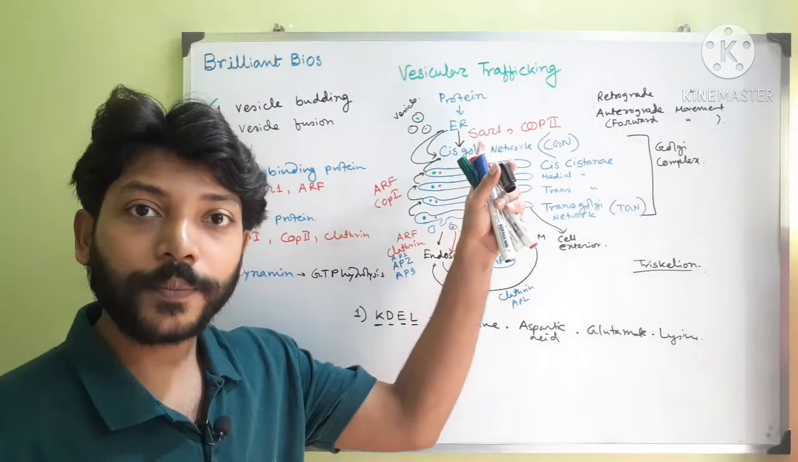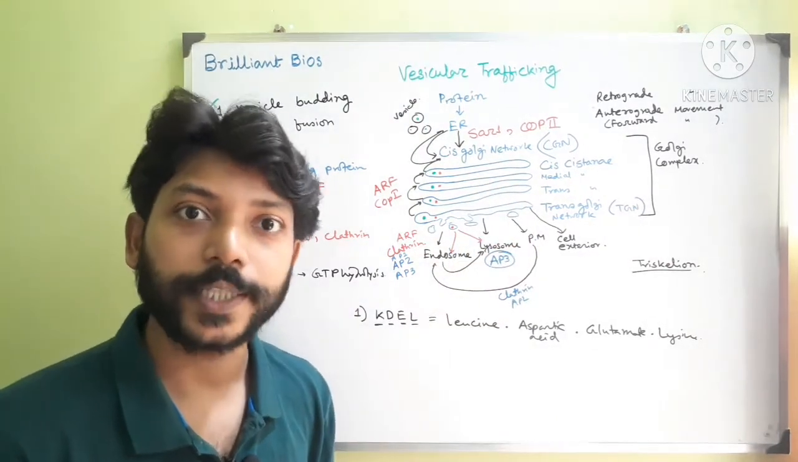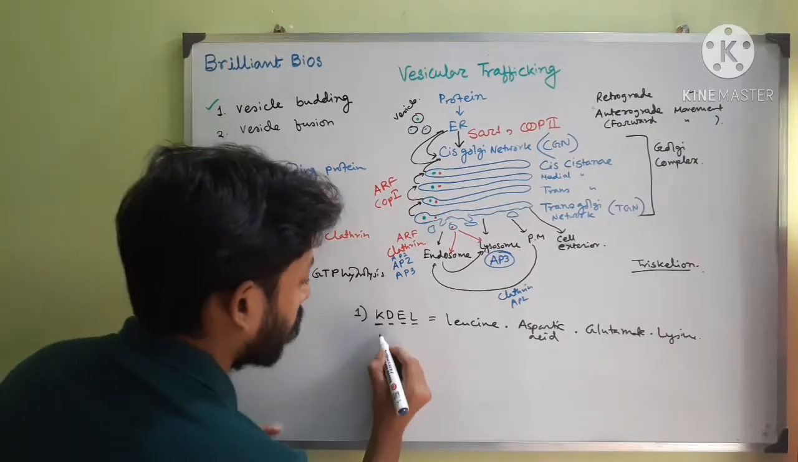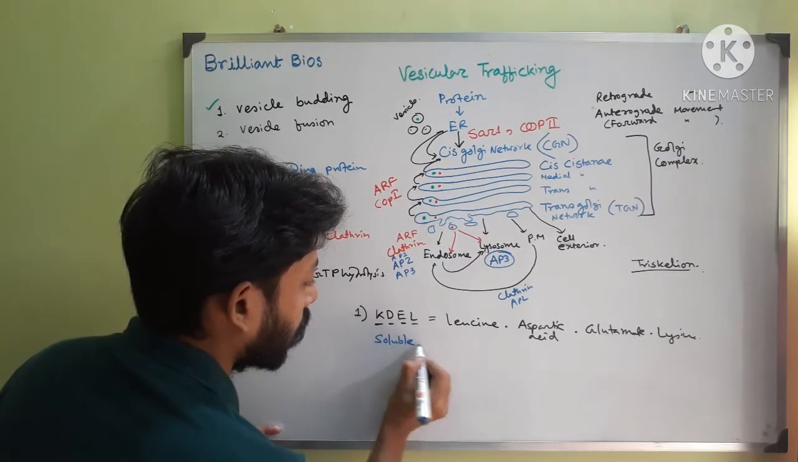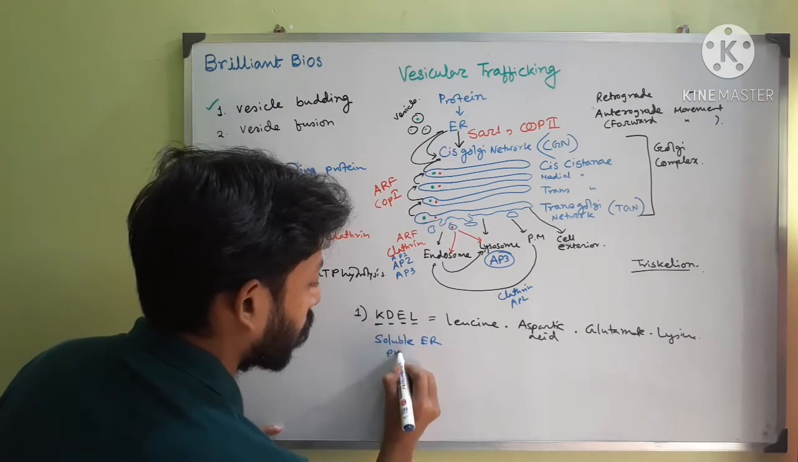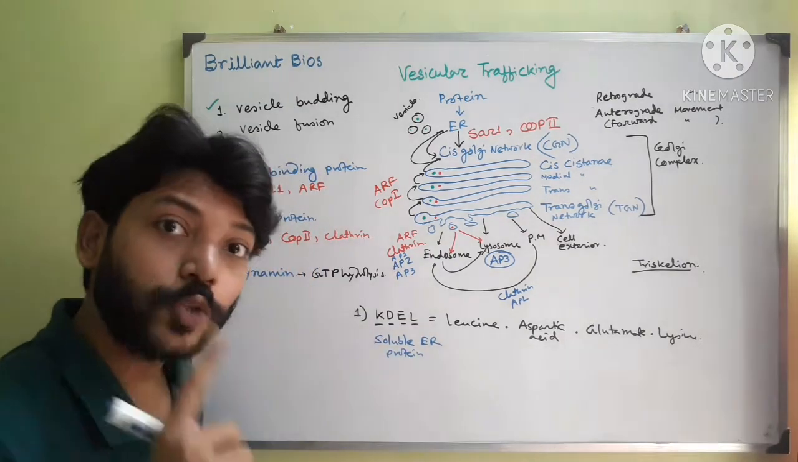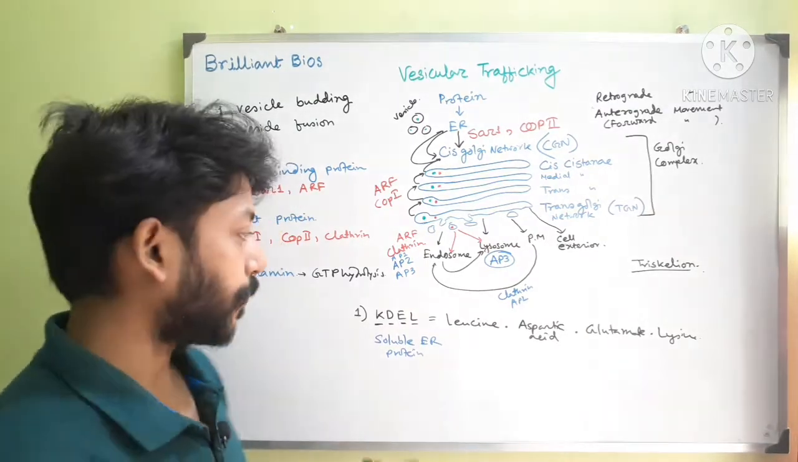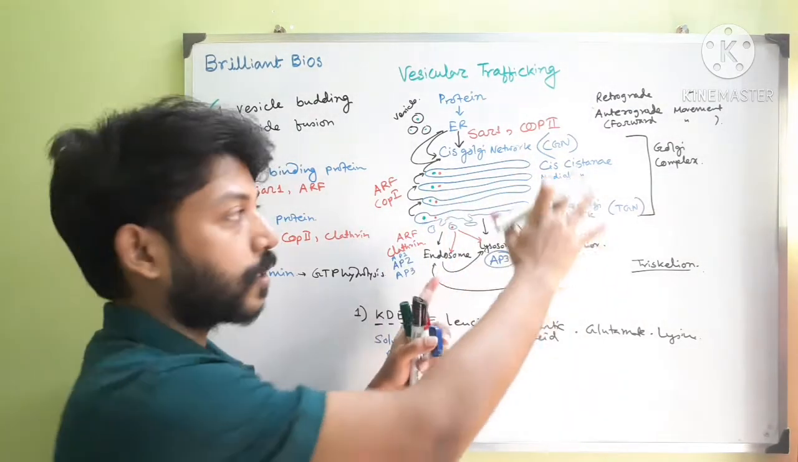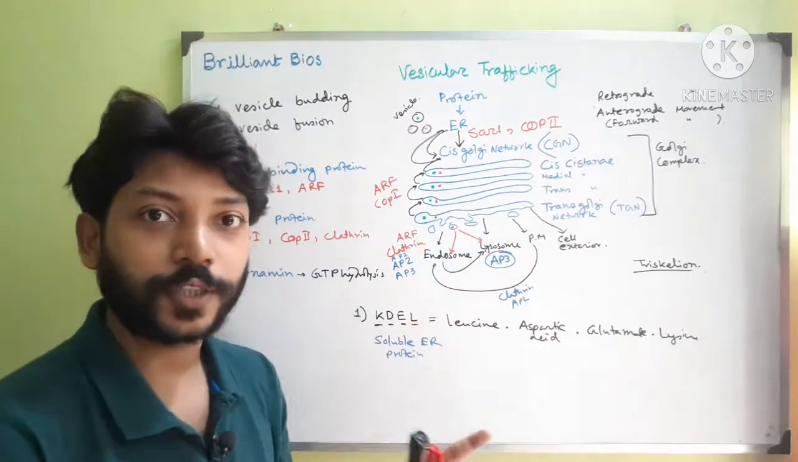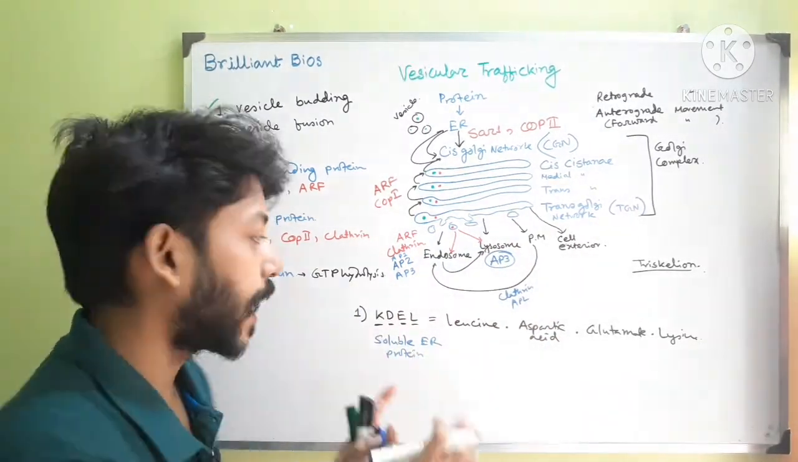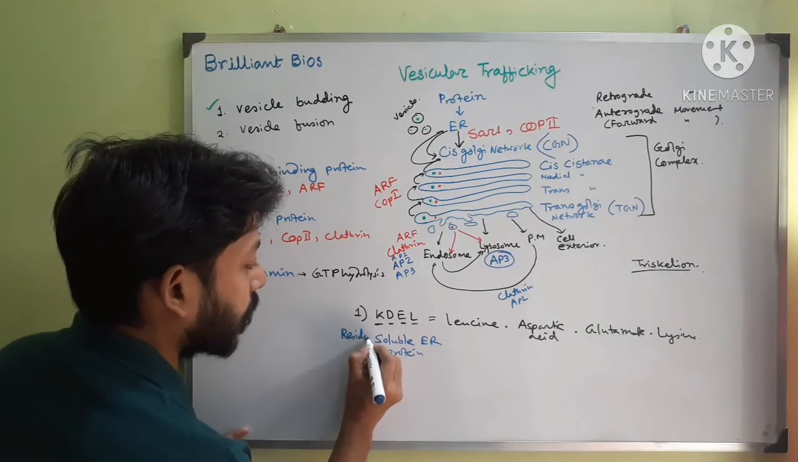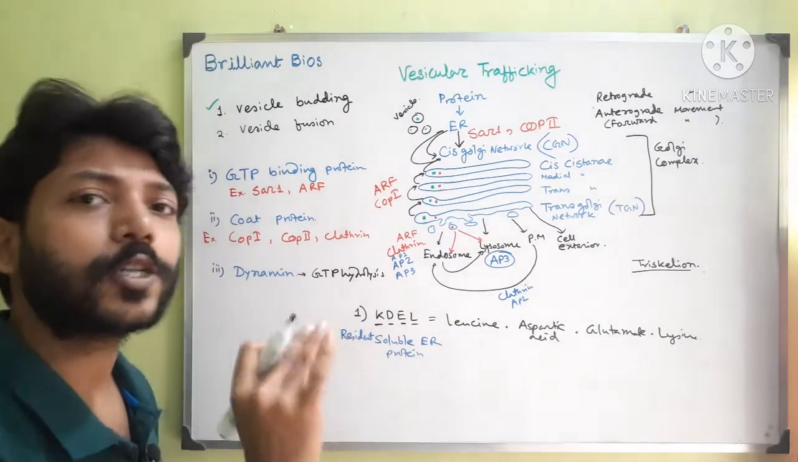Endoplasmic reticulum proteins that are soluble in nature. So, soluble ER protein: only soluble ER proteins have this sequence, KDEL. You have to understand this. There are so many compartments: Golgi, endosome, lysosomes. These resident proteins don't have this KDEL. These are the resident proteins. So resident means this protein should be present only in the endoplasmic reticulum.